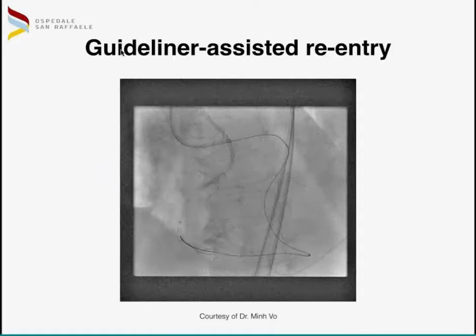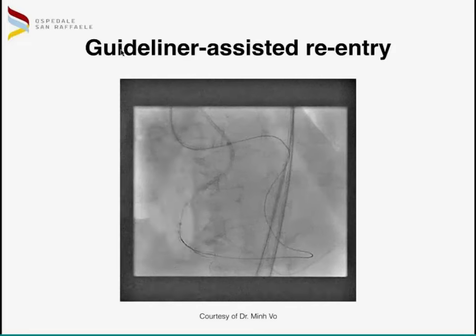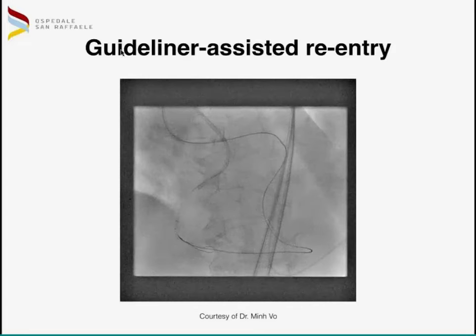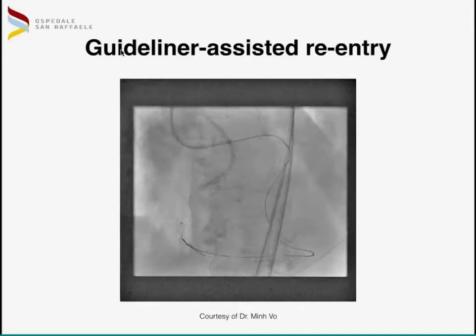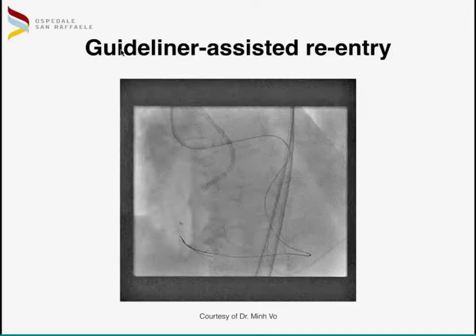And this is a nice example shared with us by our friend Min Bo. As you can see here, re-entry into the guideliner, which is placed in the mid-RCA, is easily achieved after a few attempts, thus avoiding difficulties related to wire manipulation along the very long segment between the base of operation in the mid-RCA and the guiding catheter.